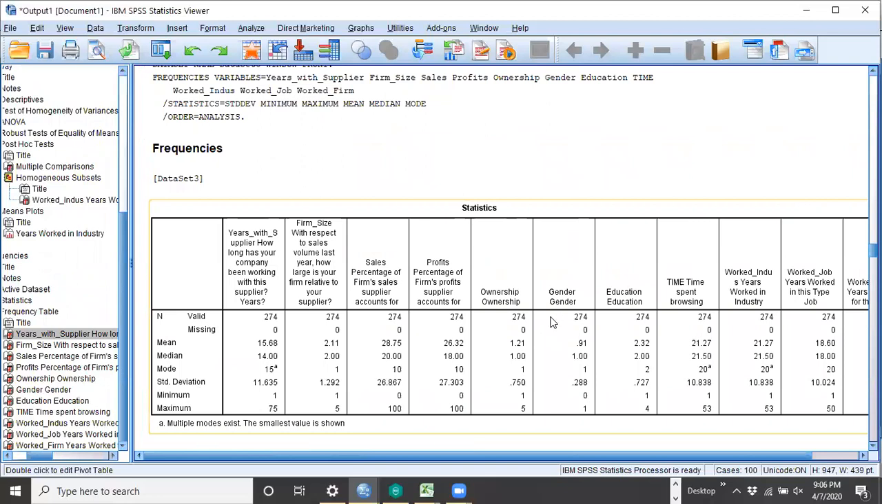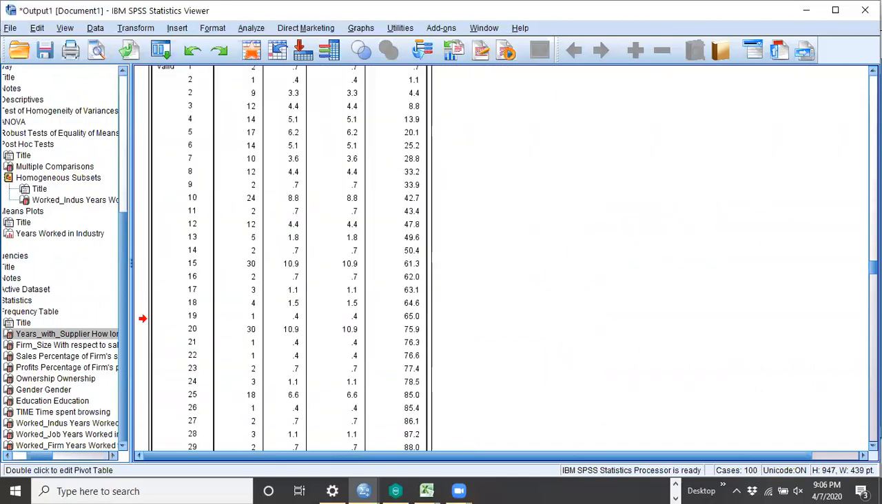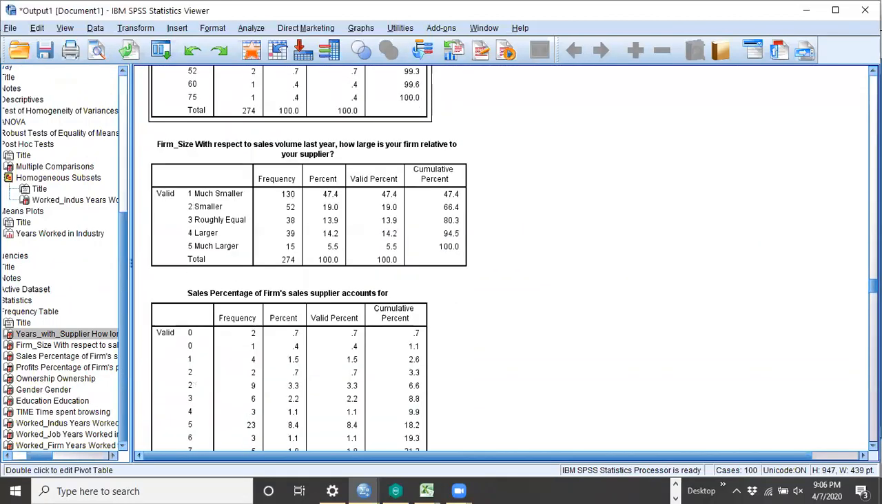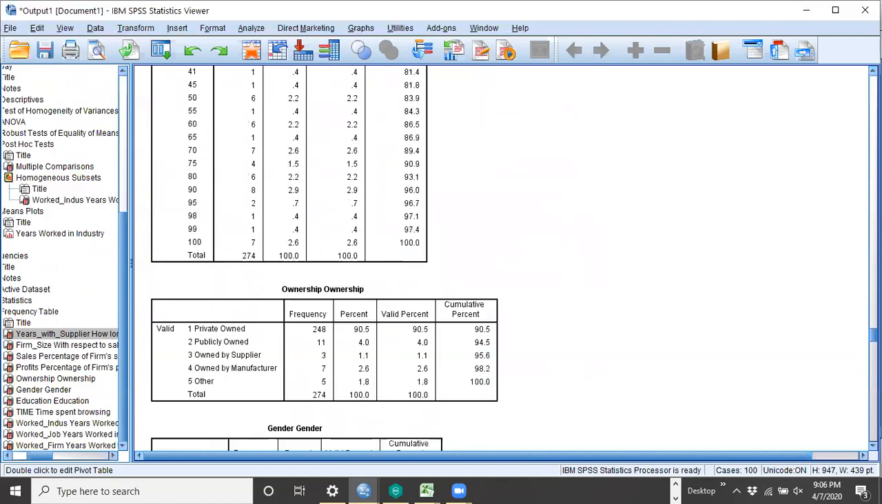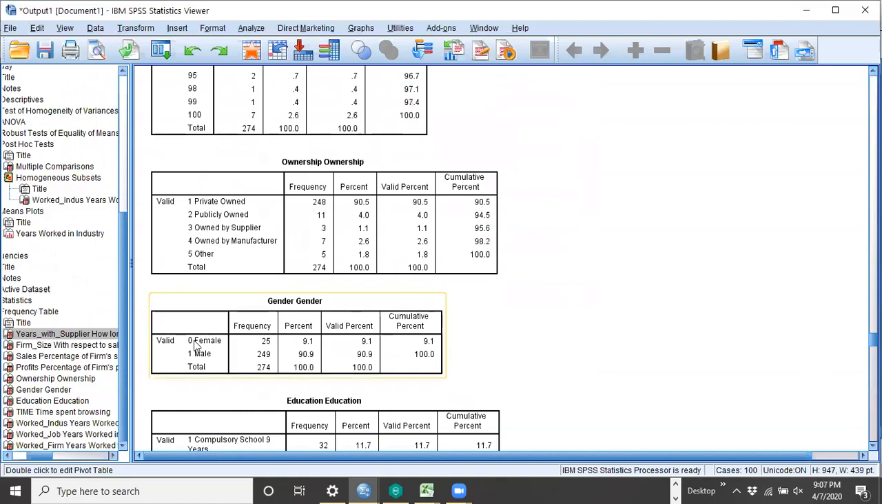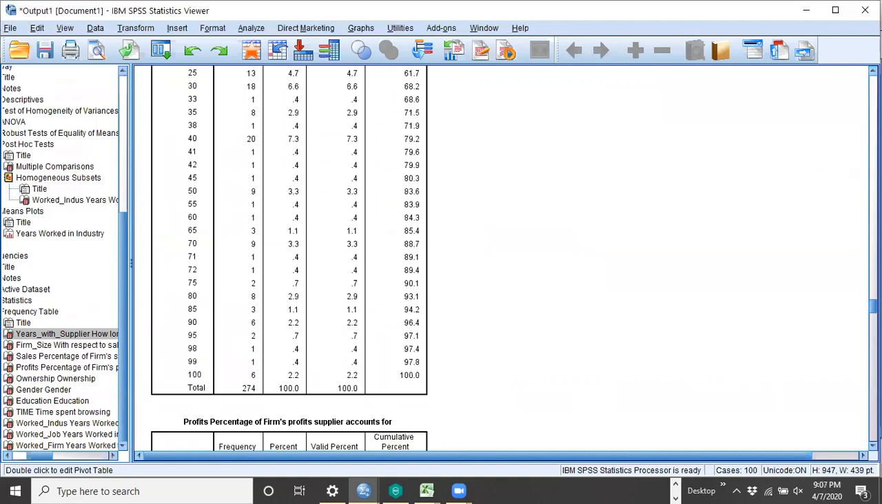Now let's look at gender. Gender here, let's scroll down and look at the frequency table. So ownership gender is coded as 0 for female, 1 for male. There are 25 females, 249 males. Talk about a male-dominated industry. So gender is obviously a nominal level measurement.